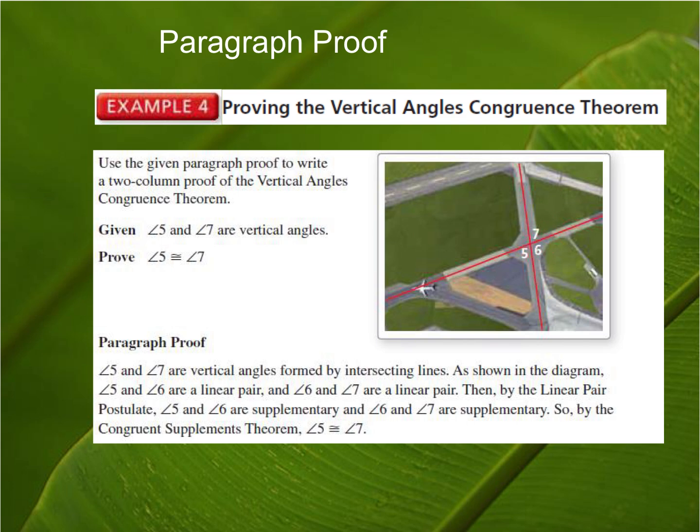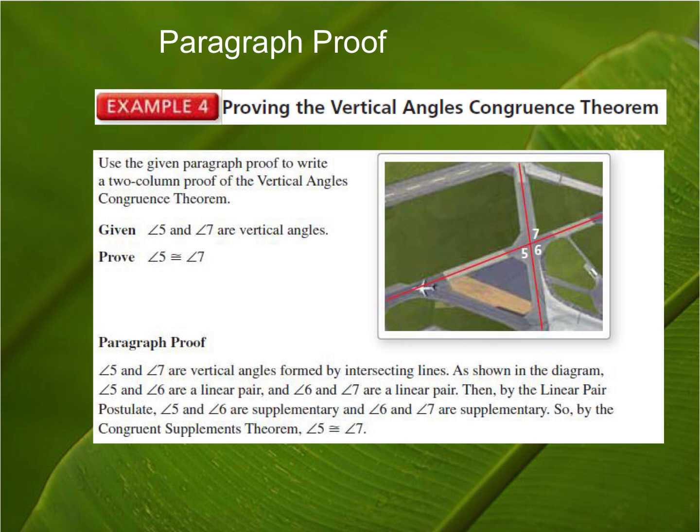As shown in the diagram, 5 and 6 are linear pairs. They're supplementary and they're adjacent. And 6 and 7 are linear pairs, supplementary and adjacent. Then by linear pair postulate, 5 and 6 are supplementary, and angles 6 and 7 are supplementary. So by the congruent supplement theorem, they are congruent. Okay? This is a paragraph proof.